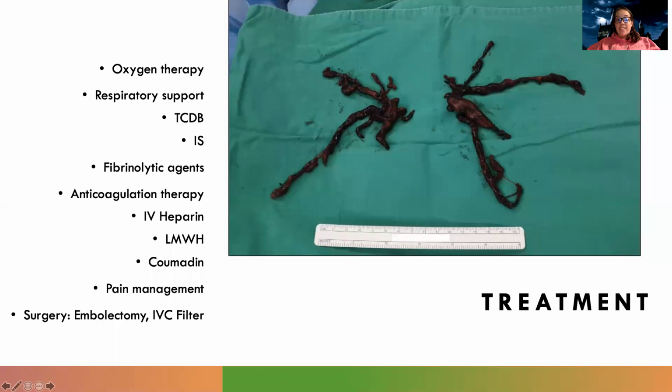So look at these things. These are pulmonary emboli that came out of someone's lung. Look at how big they are. Of course, most people are not going to have them this big, but look how big they can get. That's pretty scary, right? Imagine if that was in your lung. That's going to be hard to breathe.